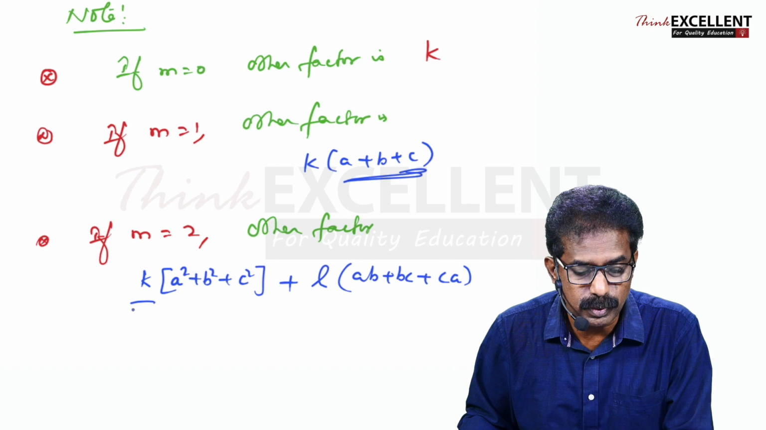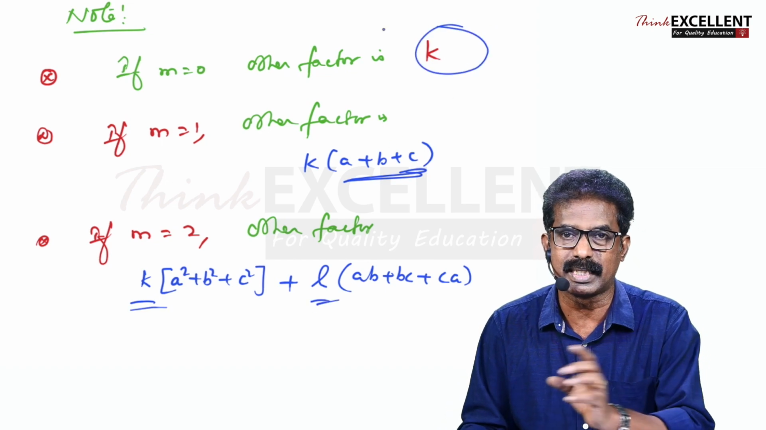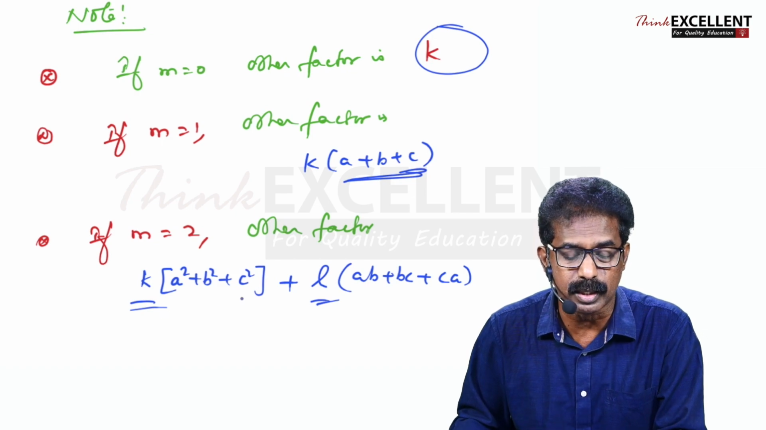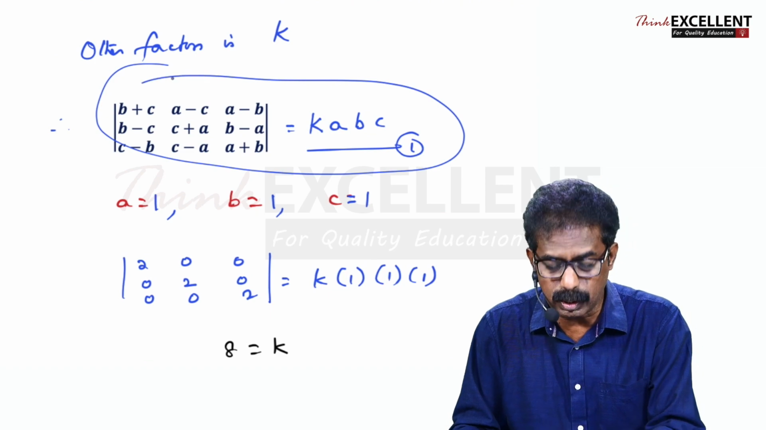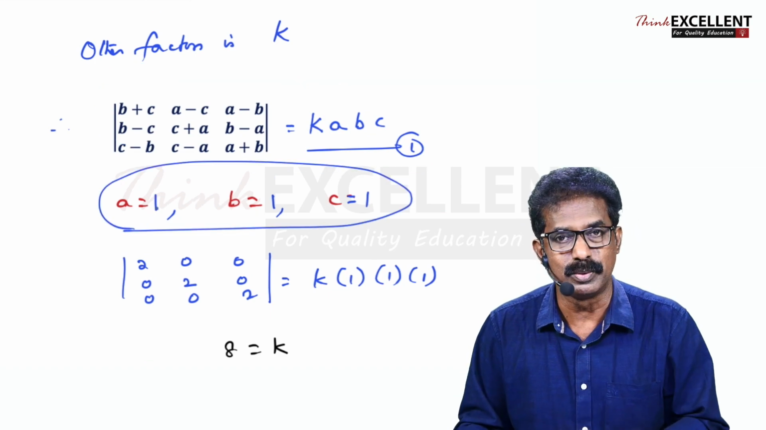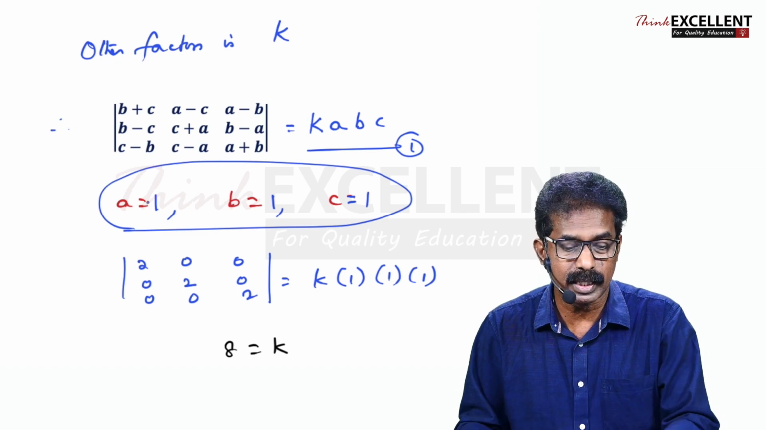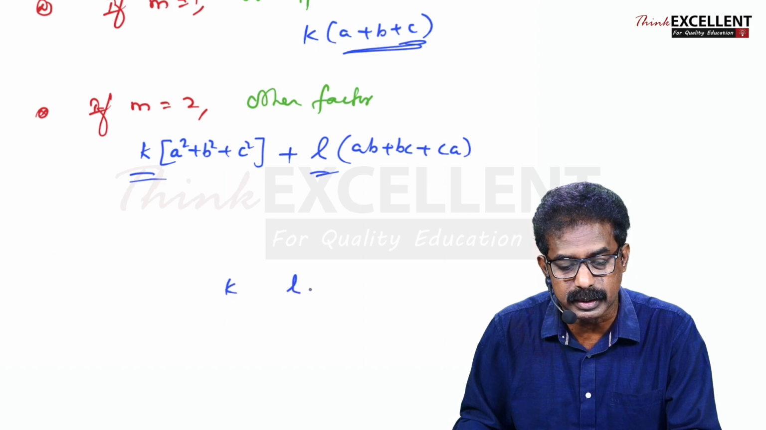In that case, there are 2 unknowns. In the previous question, we saw only one unknown, K. To find the K value, we were given one set of values, right? If there are 2 unknowns, you will be getting something like this, okay? On the right side, you will be having 2 unknowns. So if you give one set of values for A, B, C, you won't get the answer. You will get one equation in K and L.